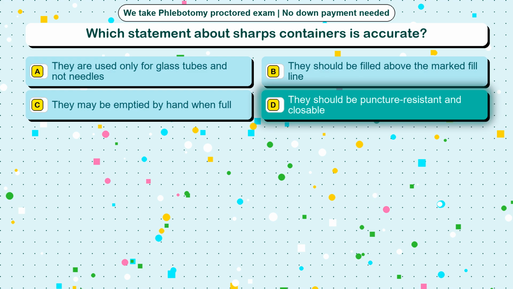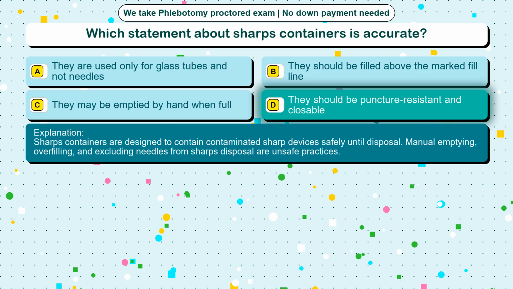The correct answer is option D. They should be puncture resistant and closable. Sharps containers are designed to contain contaminated Sharp devices safely until disposal. Manual emptying, overfilling, and excluding needles from Sharps disposal are unsafe practices.